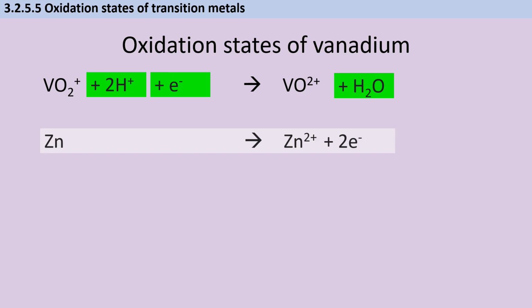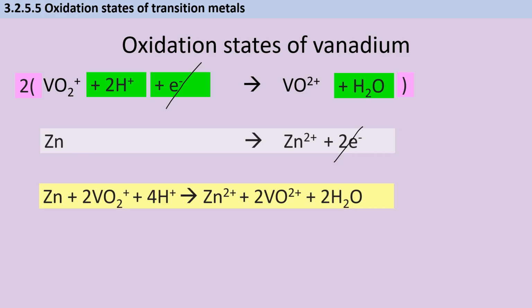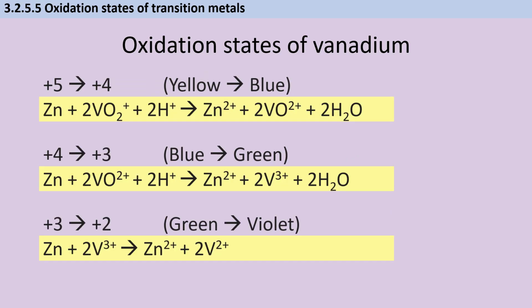If we use zinc as our reducing agent, when zinc is oxidised, it loses 2 electrons to form Zn2+ ions. But I can't join these 2 half equations together if the electrons don't balance. So first I need to double up my first equation, and then that allows me to cancel out the electrons in each of these equations. If I join these together, then I get an overall equation which looks like this. Likewise, you should also be able to write ionic equations for each of the subsequent reduction steps.